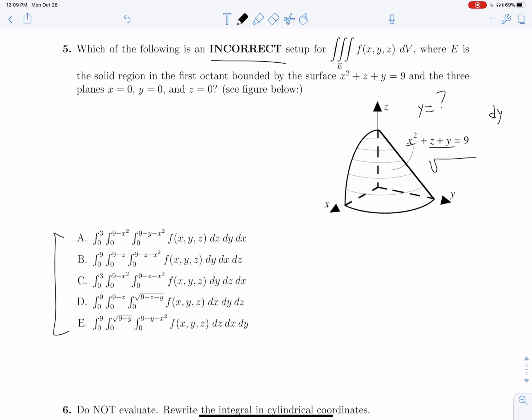And so that's one thing we can look for down here. We see that this dx has a square root, so we're happy with that. This dx has a square root, we're happy with that. But this dx, no square root. And we actually don't even have to check that these guys are right. They have to be right because this one has to be wrong, and there's only one incorrect setup.